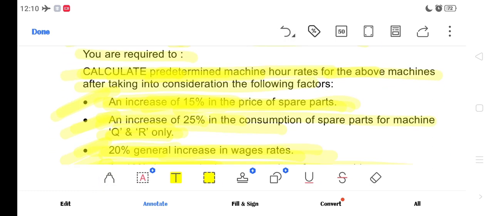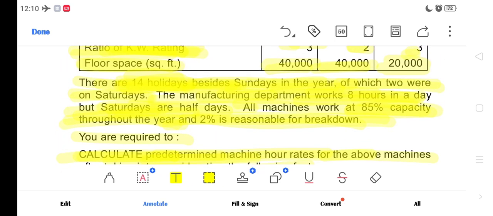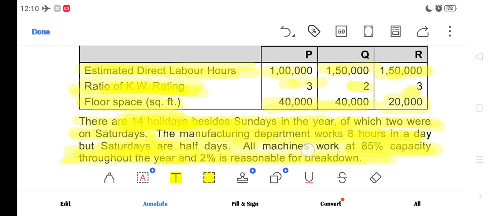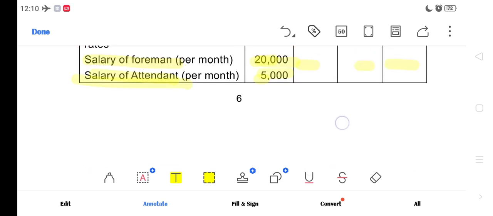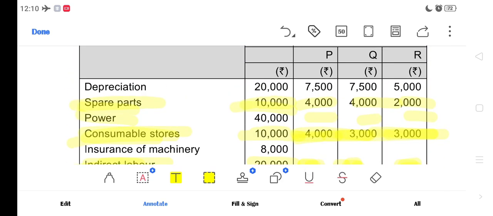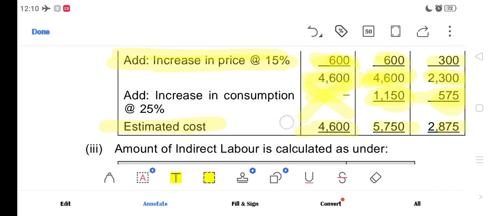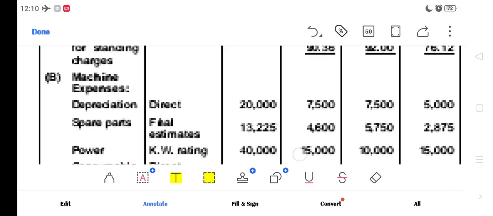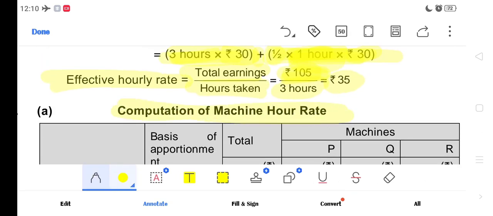So we have taken all these 4 points into consideration, and now that we have calculated all the effective hours in a year also, let's proceed with the predetermined machine hour rate. He wants the predetermined machine hour rate. Now we are going to consider all these expenses and apportion them to all the three machines as per the given hints. So we'll just go directly to the answer. Working notes completed, guys. So now we are going to see the computation of machine hour rate.